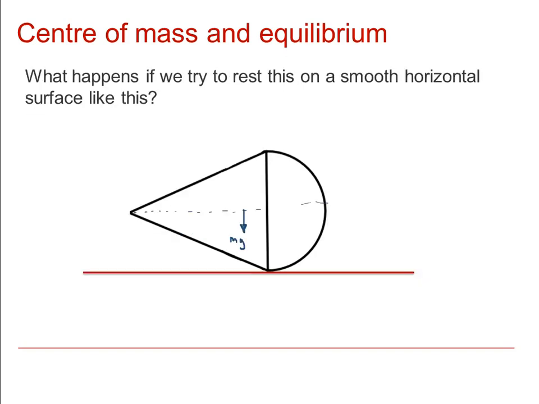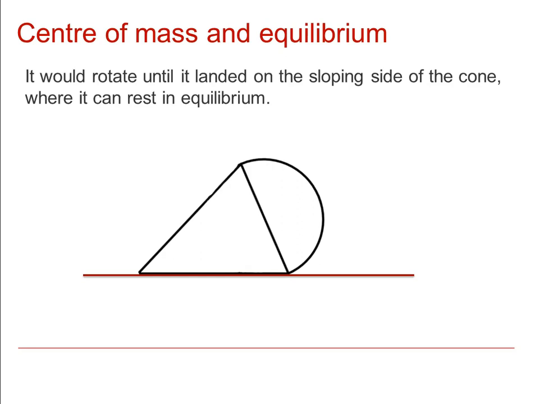Well, if we mark then the weight of the object onto the diagram acting at its center of mass, we can see that there's a pivot point here, and that mg is therefore going to provide a turning moment. So what will happen is, of course, the object is going to turn about this pivot point until it lies flat on the ground, as in this diagram.